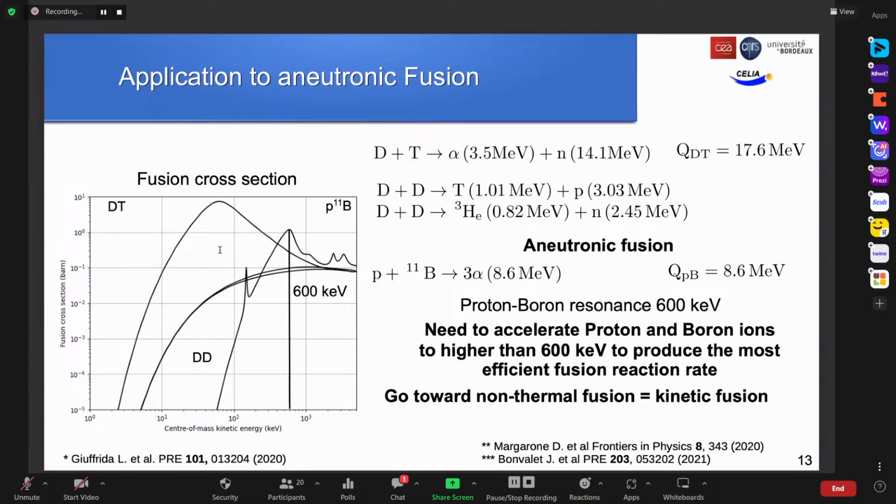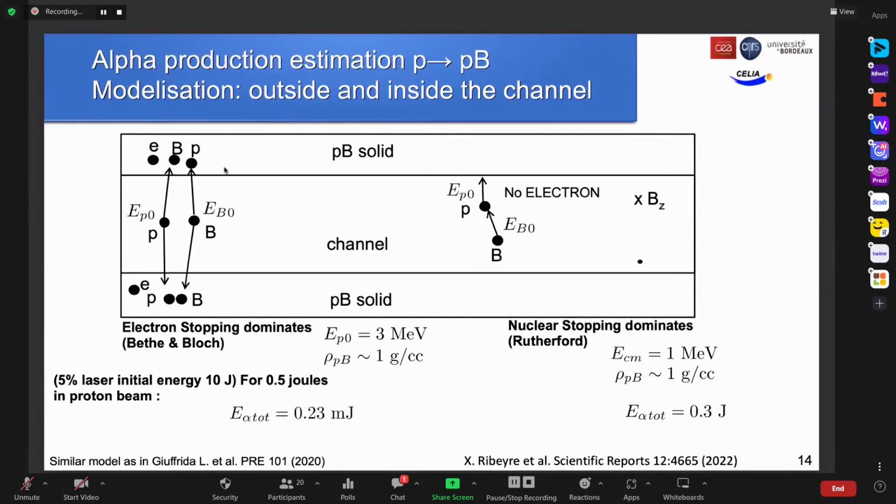Here is just a reminder of the cross-sections for DT, DD, and proton-boron. It's not feasible for now to do it with thermonuclear fusion because the max of the cross-section is very high for proton-boron. And so the idea would be to go to impact or kinetic fusion. And the interest would be that there are no neutrons or few neutrons produced. And so we have calculated the production of alpha particles using Monte Carlo simulation, starting from our PIC simulation results.